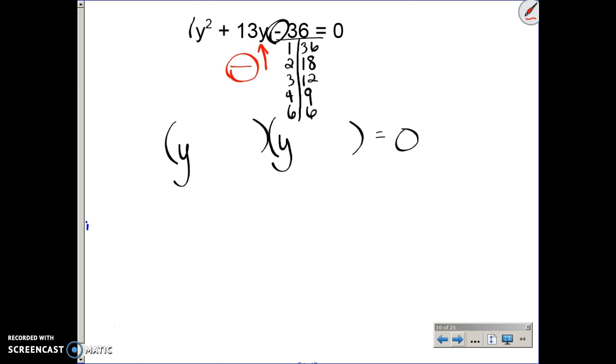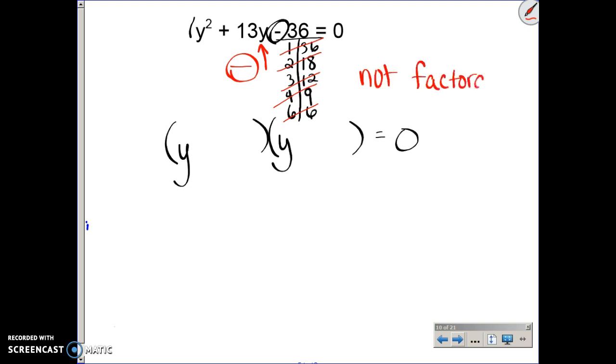36 minus 1 doesn't work. 18 minus 2 doesn't work. 12 minus 3 doesn't work. 9 minus 4 doesn't work. 6 minus 6 doesn't work. None of my options work, which means this is not factorable.